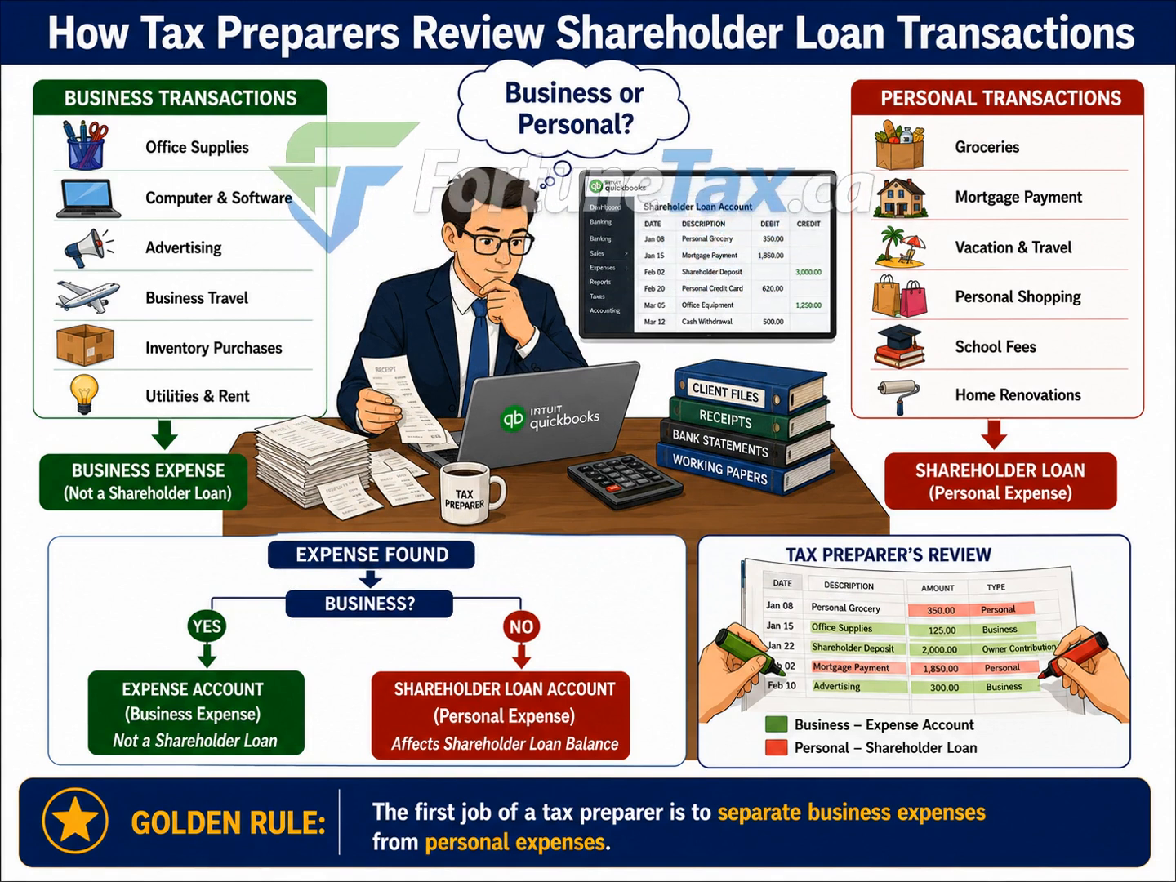This careful review process ensures that business expenses remain separate from personal spending, resulting in more accurate financial statements, a more reliable shareholder loan balance, and fewer problems during a CRA review or audit. The golden rule is simple. The first job of a tax preparer is to separate business expenses from personal expenses. Once that distinction is made correctly, the rest of the accounting and tax treatment becomes much easier.